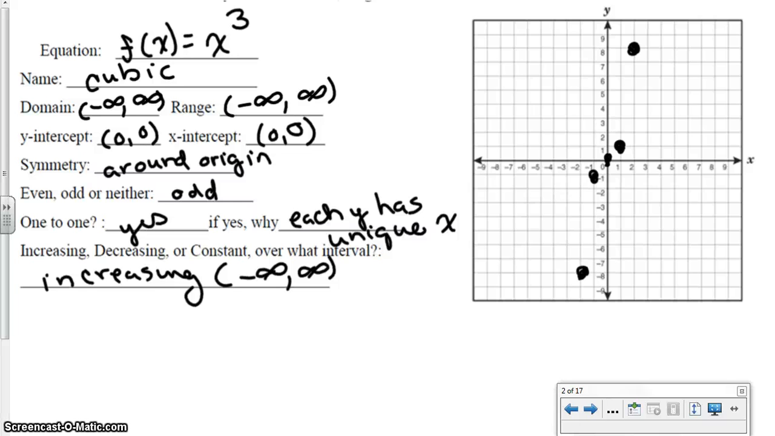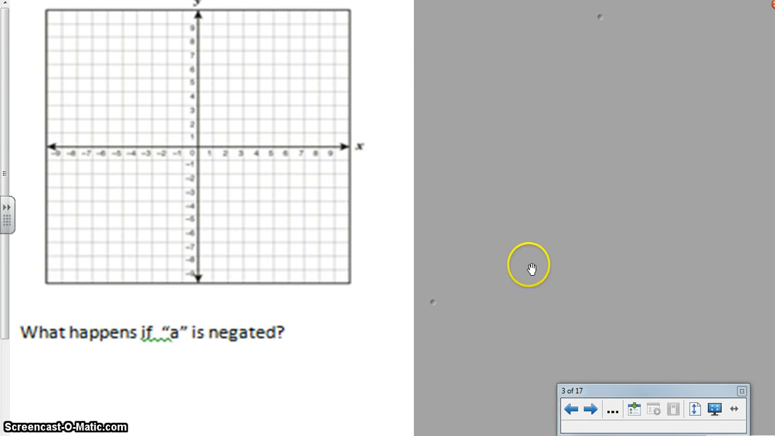And hopefully you notice that the x and y intercepts happen to be at the origin. There is symmetry around the origin. And it is an odd function, and it is 1-to-1 because each y has a unique x. And it is increasing, so go ahead and stop the video if you need to mark out this information. So, what happens if a is negated?